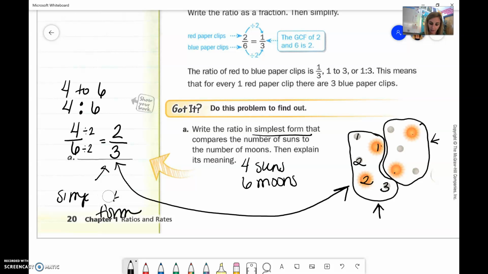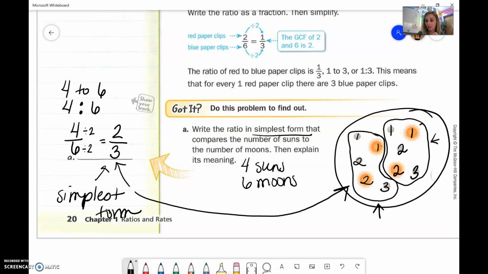Oh my gosh, and I still spelled it wrong. Oh my goodness. Simplest. There we go. Form. Okay. So I have now taken that 4/6 and I have simplified it into 2/3. There's the bell. No, class isn't over yet. Stay with me. Okay. So again, I found out that for every 2 suns, there's 3 moons. 2 suns, 3 moons. Still, all together, there was 4 suns and 6 moons. All right. So that's a ratio.